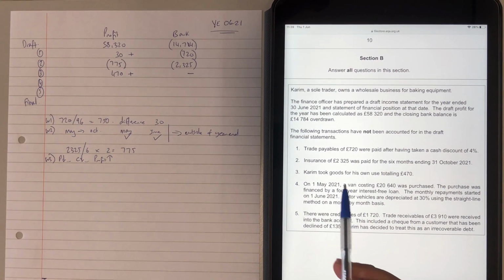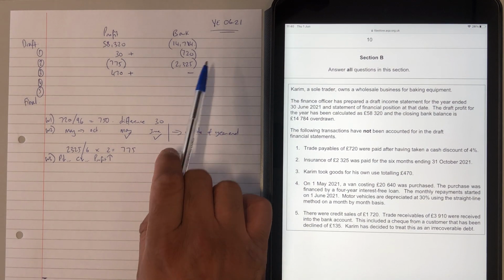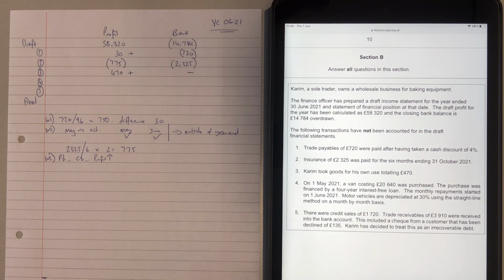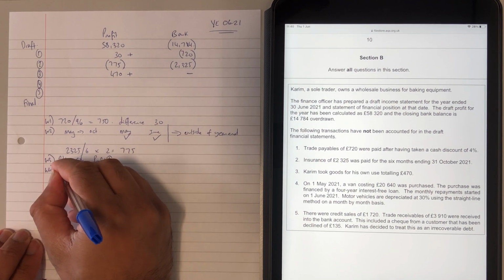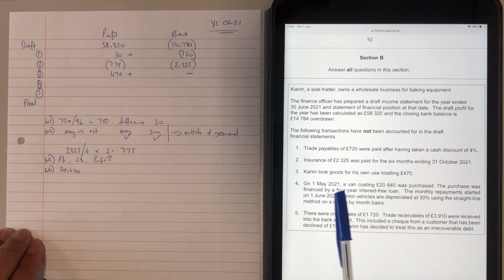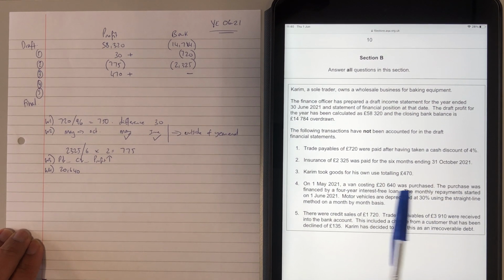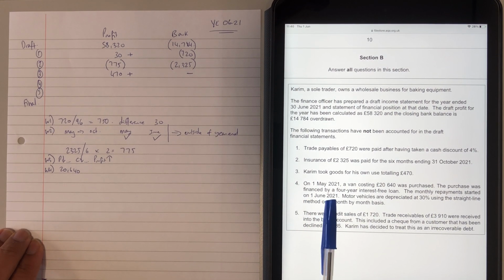Number 4. On the 1st of May 2021, look at the date, May, year end is June. A van costing 2640 was purchased. The purchase was financed by a 4-year interest-free, no interest. The monthly repayment started, pay attention to the date, started 1st of June. So we bought it in May, but the next month we started the repayment. 30% straight line, month by month.